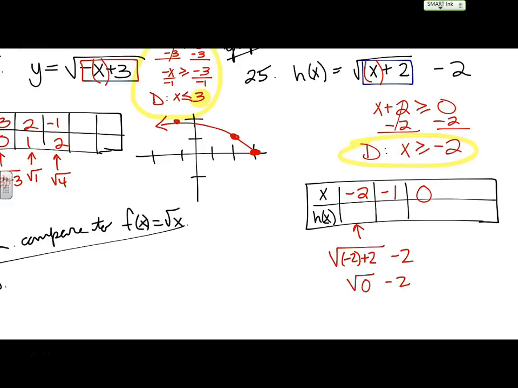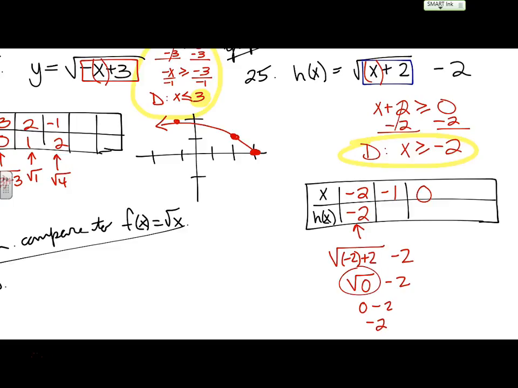What is the square root of 0? 0. What's 0 minus 2? Negative 2. Good, so I'm going to plug in a negative 2. Was that a pretty nice square root to do? Yeah, I didn't mind it. What am I going to do as I keep going on? I'm going to keep plugging in.